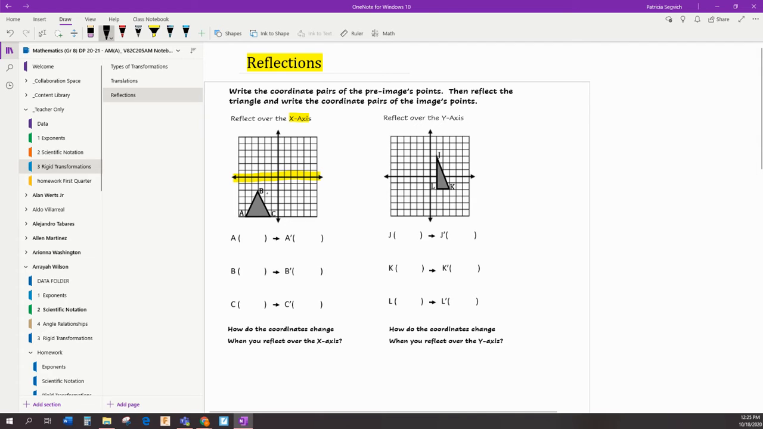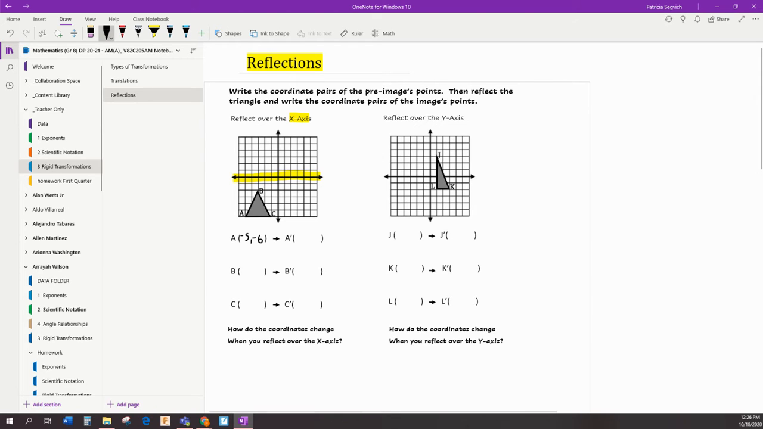So to find the points of A, we start at the origin. We go 1, 2, 3, 4, 5 left. 1, 2, 3, 4, 5, 6 down. 5 left is a -5. And 6 down is a -6.